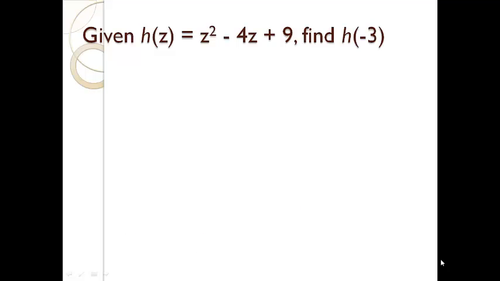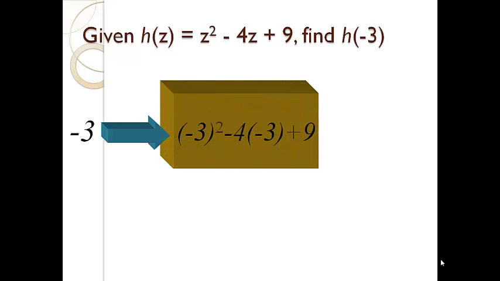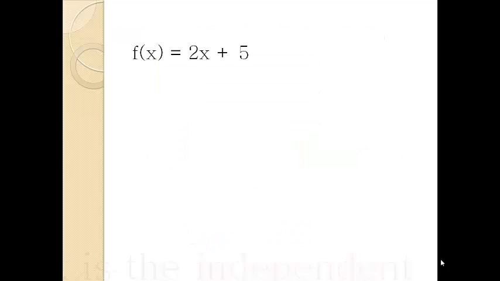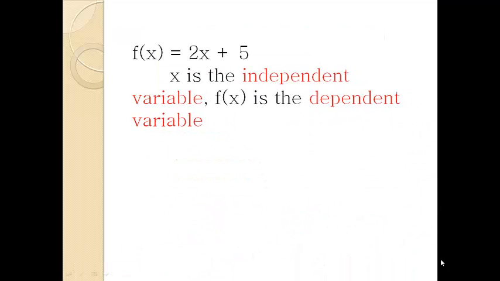Right? What about this one, h of negative 3? Again, if we plug negative 3 in, we have to square the negative 3, minus, plug the negative 3 in and multiply it by 4, and then add 9. Be careful with order of operations, and you can see that you wind up getting 30. So therefore we say h of negative 3 equals 30. Okay. What about this one? x is the independent variable, and f of x is the dependent variable.